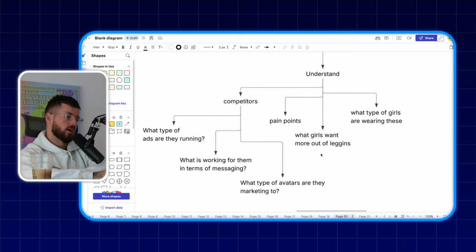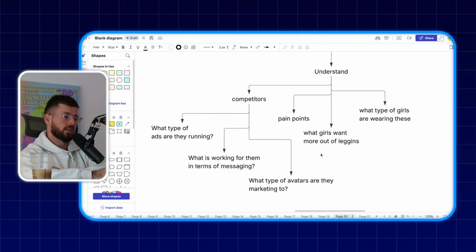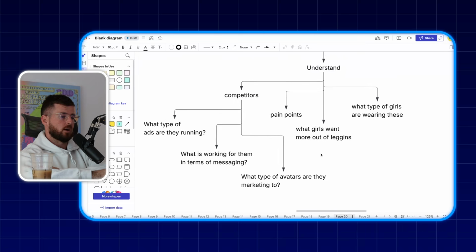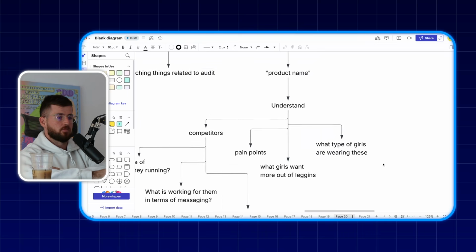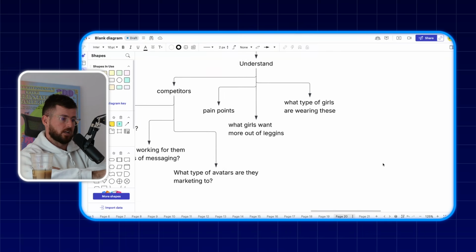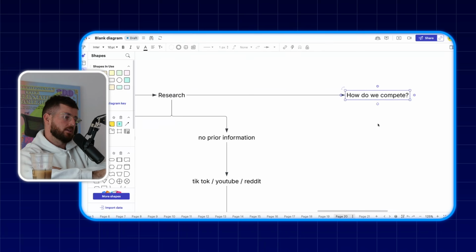Okay, cool. Well, we can compete by targeting a completely different avatar that no one else is marketing to. That way we're technically the first, and our whole brand is built around marathon running or pickleball or Pilates, for example. All of our creatives and our website will be built around one of those three things. And that's how we compete. So your first thing you have to understand is, how do we compete?